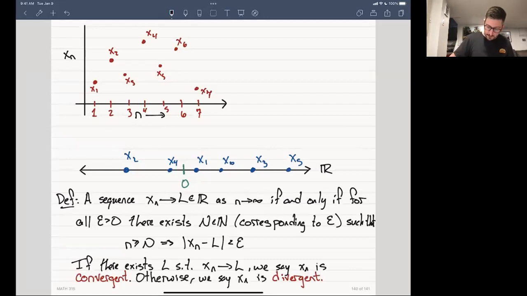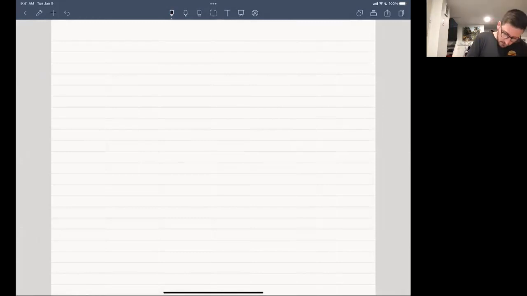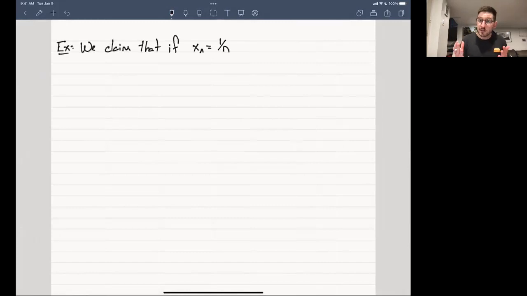So let's see this in practice. Well, we have the following example. So we claim that, so my third example from earlier, remember I said 1 over each natural number, it looks like this thing is going into 0, right? If you type them into your calculator, 1 over 8, well, 1 over 9 is smaller, and 1 over 10 is even smaller, and so on and so forth. It looks like we're getting closer to 0. How do we prove it? Well, that's what this example is meant to illustrate.